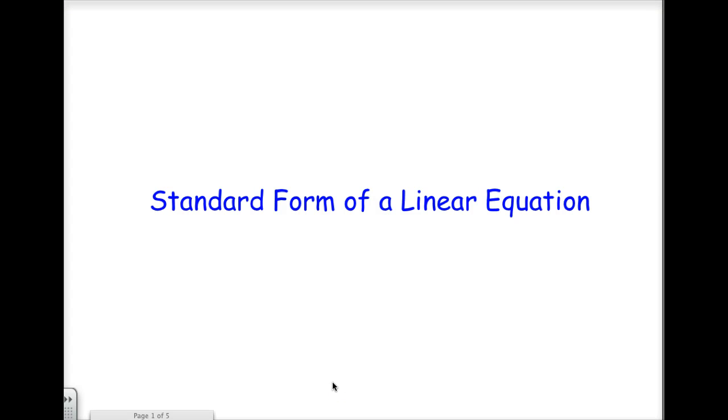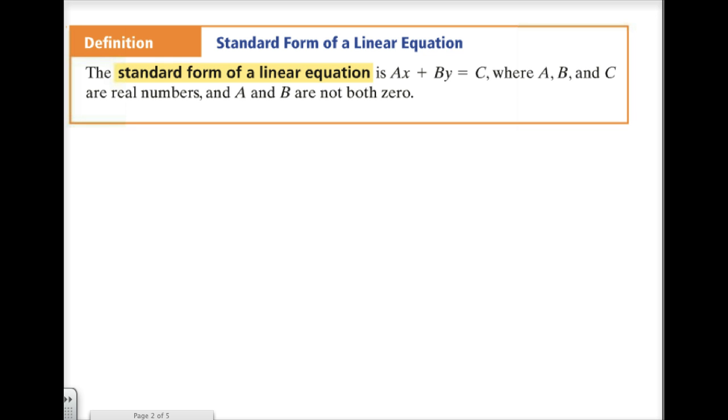Standard form of a linear equation. So the standard form of a linear equation is ax plus by equals c, where a, b, and c are real numbers, and a and b are not both 0. So you can't have both a and b equaling 0.